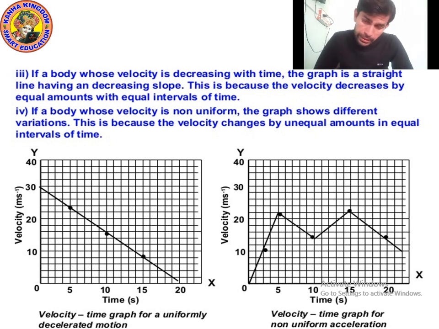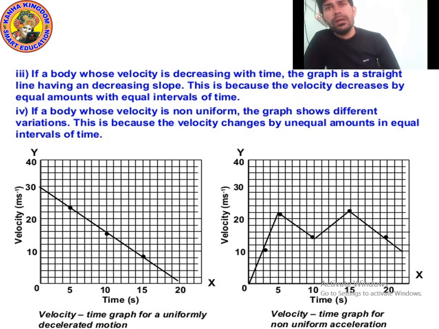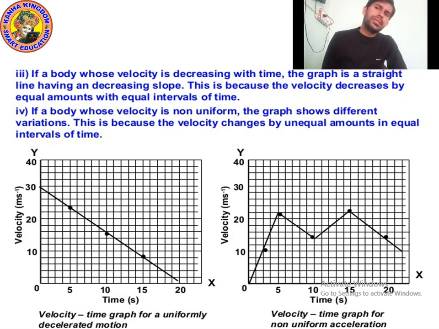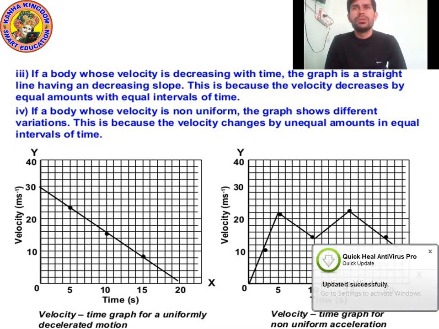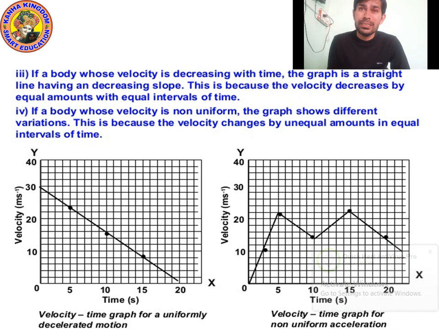Now look at the second graph. This is also the graph for velocity and time. Here also time is shown on the x-axis and velocity is on the y-axis. So if a body's velocity is decreasing with time, then the graph will be a straight line having a decreasing slope. This is because the velocity decreases.